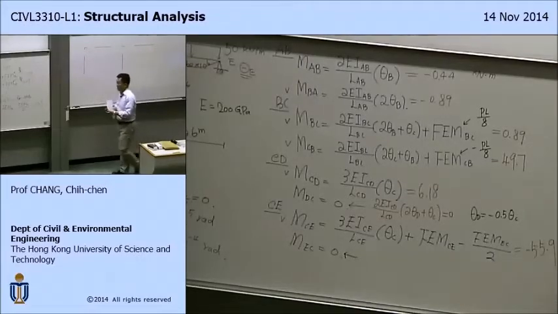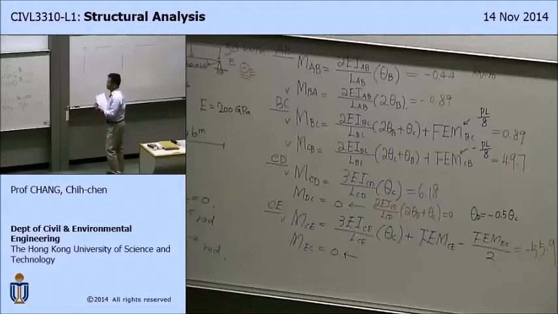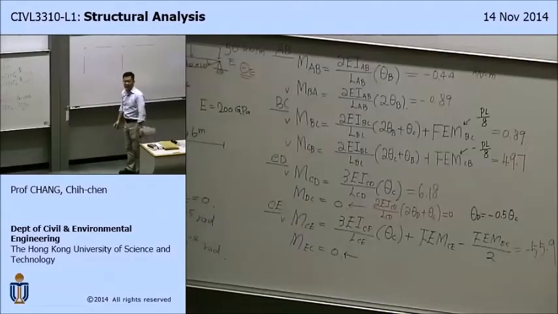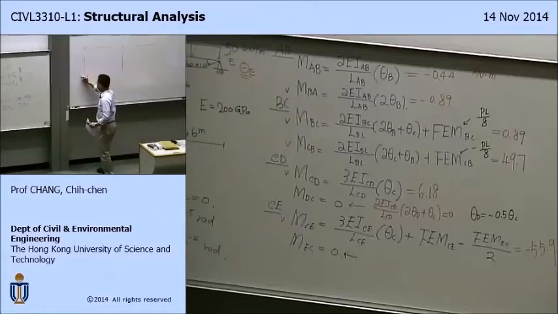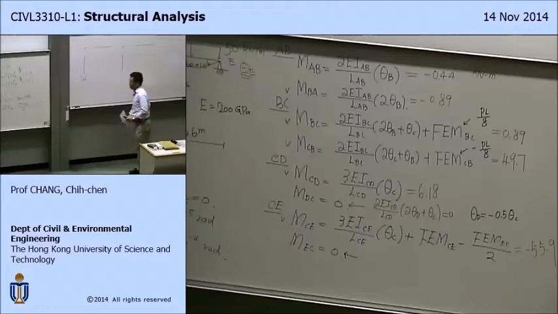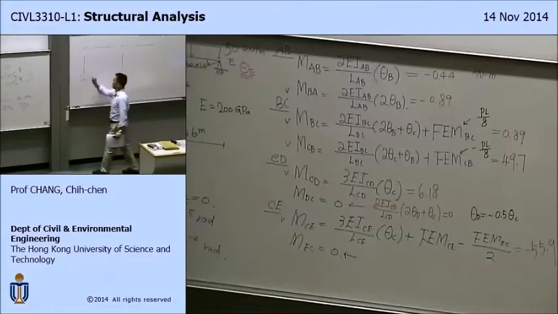So we are getting n moments. MAB is minus. Minus means clockwise. So here, clockwise, bending moment. MBA is negative, again, clockwise.